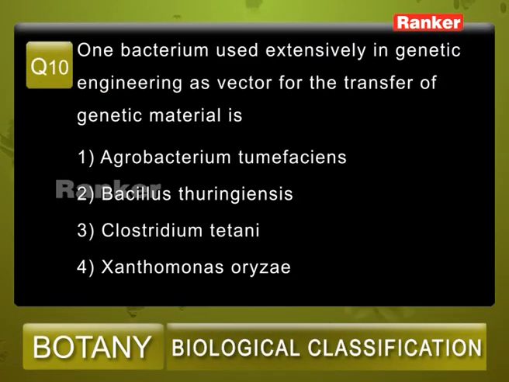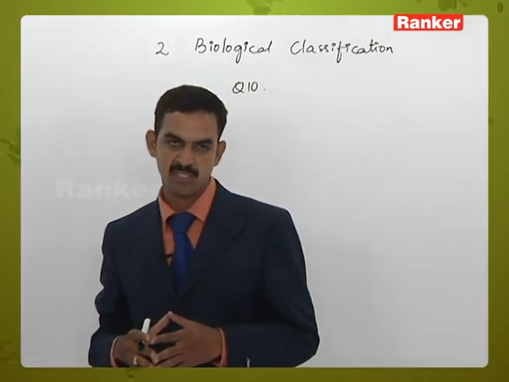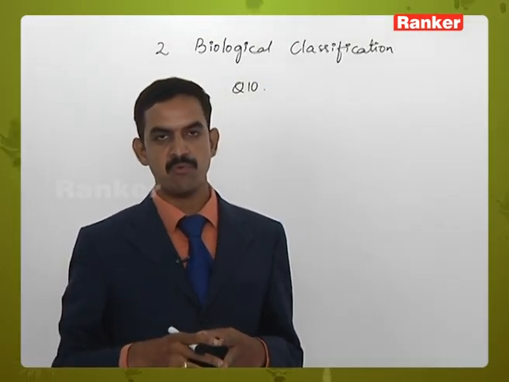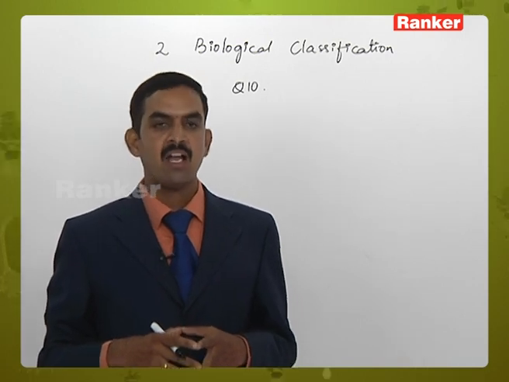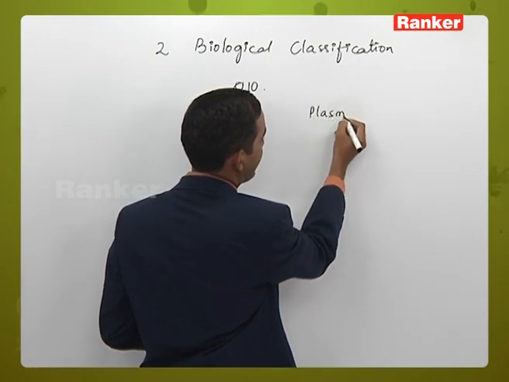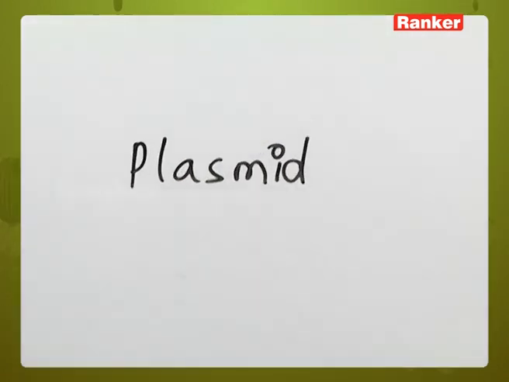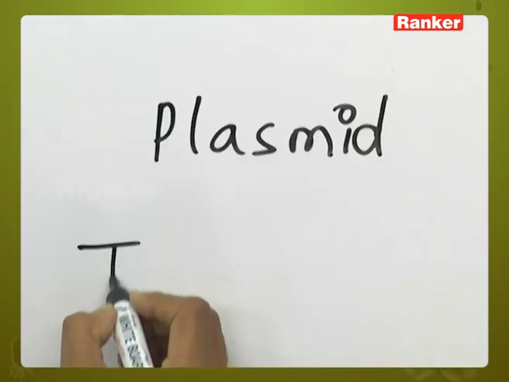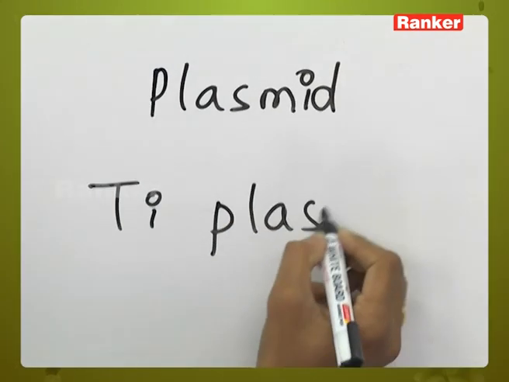Question number 10. One bacterium used extensively in genetic engineering as a vector for the transfer of genetic material is: options 1, Agrobacterium tumefaciens; 2, Bacillus thuringiensis; 3, Clostridium tetani; 4, Xanthomonas oryzae. Out of the given options, the first one is Agrobacterium tumefaciens, a bacterium which contains extrachromosomal DNA called a plasmid. This plasmid is called the Ti plasmid.